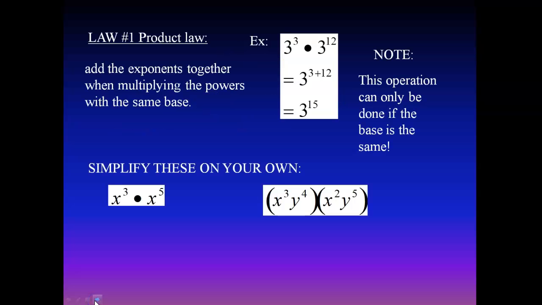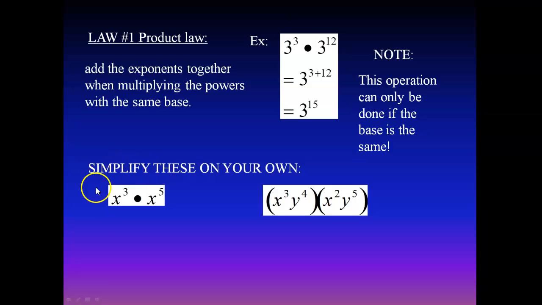So let's take a look first at the product law. So what is the product law saying? It's saying that you have to add the exponents together when multiplying the powers with the same base. Like, for example, 3 to the third power times 3 to the 12th power. See, the bases are the same, 3. So all you have to do is keep the same base, 3, and add the exponents. 3 plus 12 is 15, so the answer is 3 to the power of 15. This operation can only be done if the base is the same.